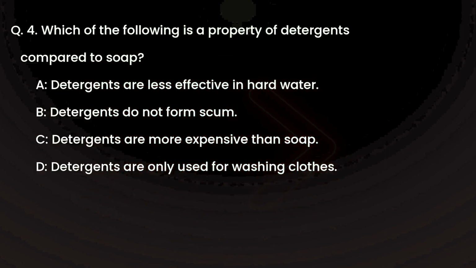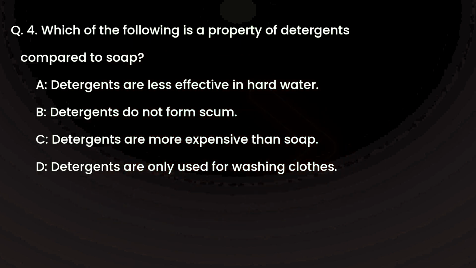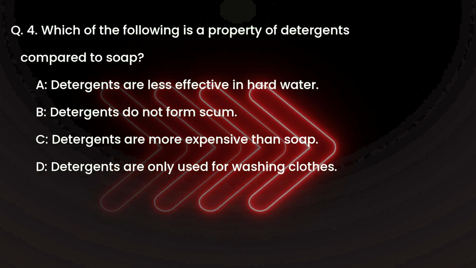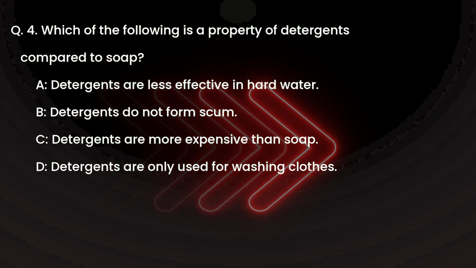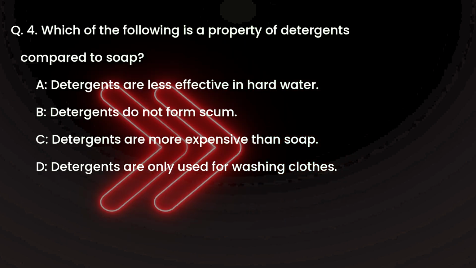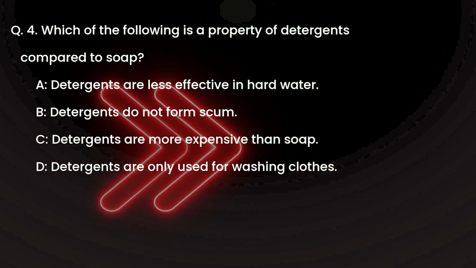Question 4. Which of the following is a property of detergents compared to soap? Option A. Detergents are less effective in hard water. Option B. Detergents do not form scum. Option C. Detergents are more expensive than soap. Option D. Detergents are only used for washing clothes. You have 5 seconds to answer the question.